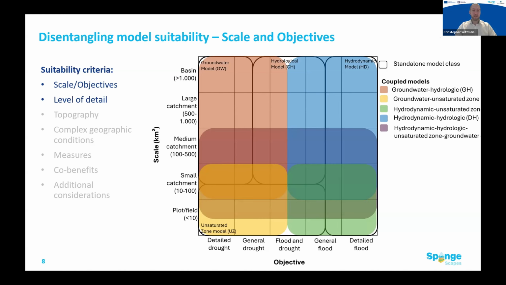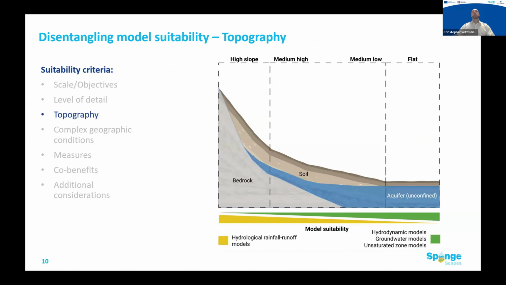So that's just the three criteria. That's scale, objectives, and the level of detail that you want. But there are many more. For example, how your landscape looks. So the landscape that you have can also define what kind of model might be suitable for your case.